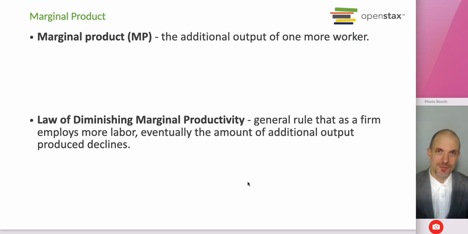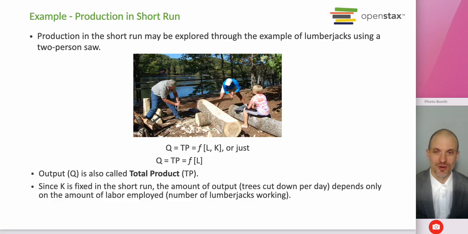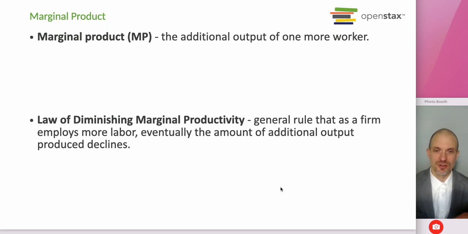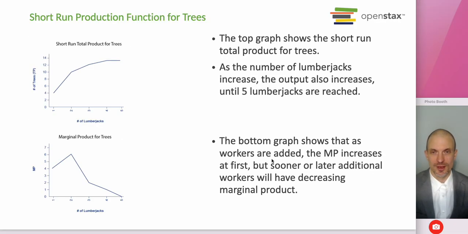And the reason why is because of a bottleneck. We don't have enough saws. So if I'm hiring additional teams of workers, in order to avoid diminishing marginal product, I need more saws, is the idea. So diminishing marginal productivity happens because of bottlenecks, typically because your fixed factor is the limiting factor. Okay, so here's our short run total product for trees. Here's the number of trees. Here's the number of lumberjacks, right?